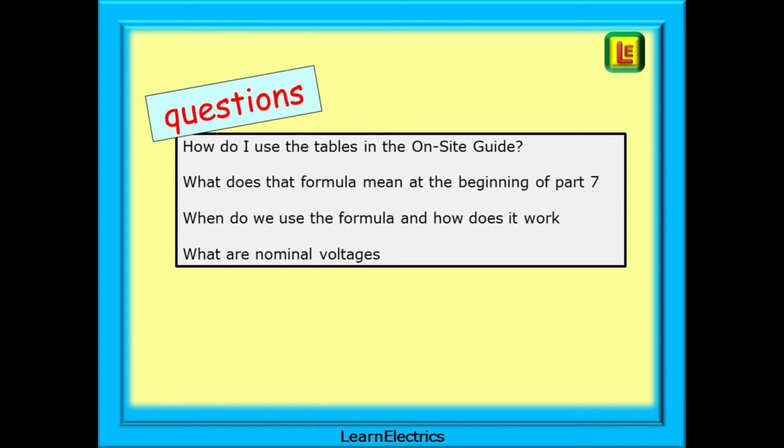Things like, how do I use the tables in the On-Site Guide? What does that formula mean at the beginning of Part 7? When do we use the formula and how does it work? And what are nominal voltages?